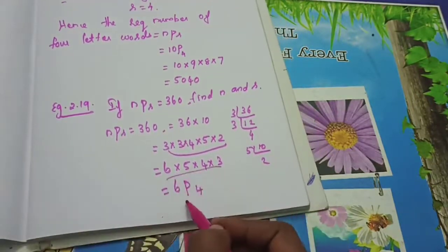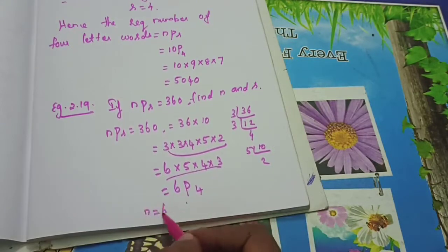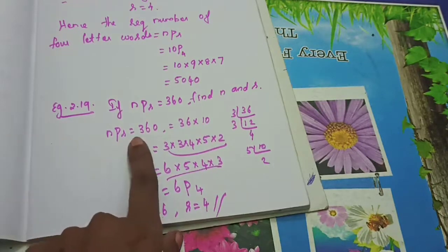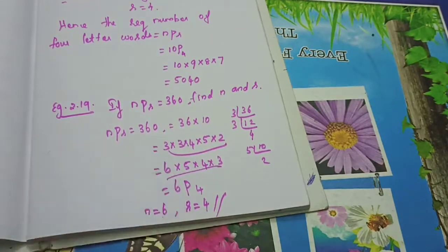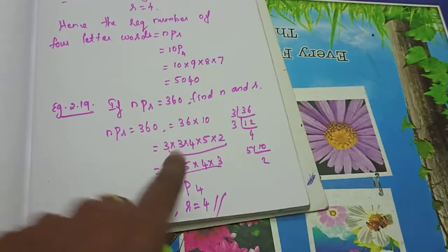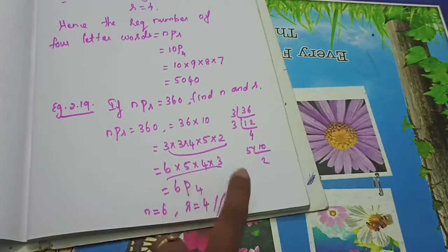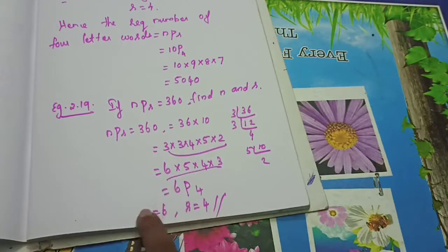6P4. The step, shall we write like this? So what's the n value? 6. What's r value? 4. Got it? So important, 2 marks. I will repeat again. nPr is equal to 360, they gave. So the 360, how have I changed? 36 into 10. Again I split it. Then next how did I write? 6 into 5 into 4 into 3. So this one I can write as 6P4. Is it right? So n is equal to 6, r is equal to 4. Got it? Okay. Let's move to the next question.